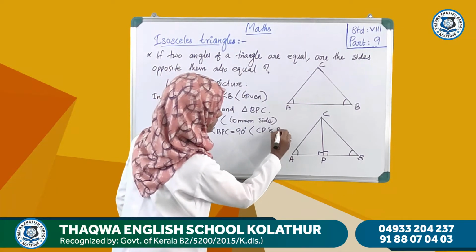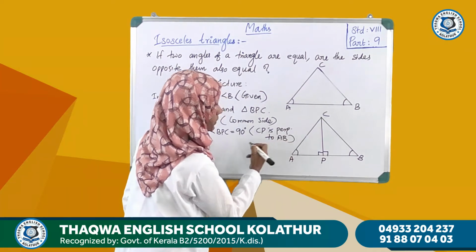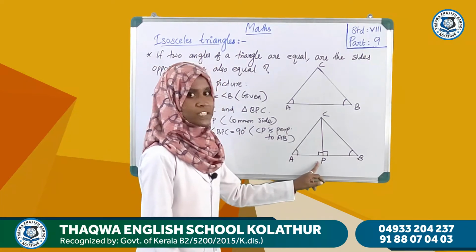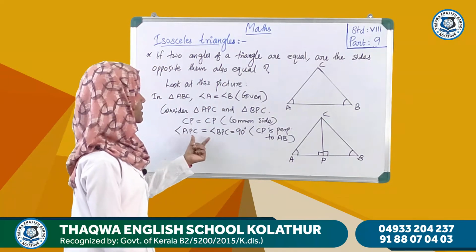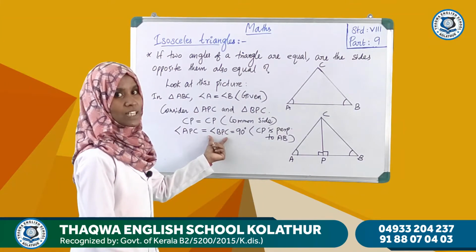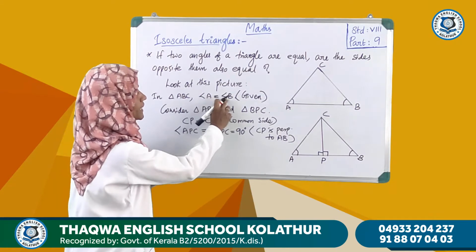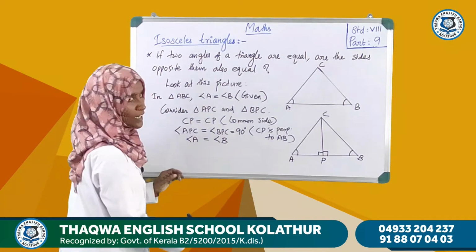CP is perpendicular to AB, and angle APC and angle BPC form a linear pair. That is, angle APC equals angle BPC equals 90 degrees. Next, angle A equals angle B, which is the given condition.